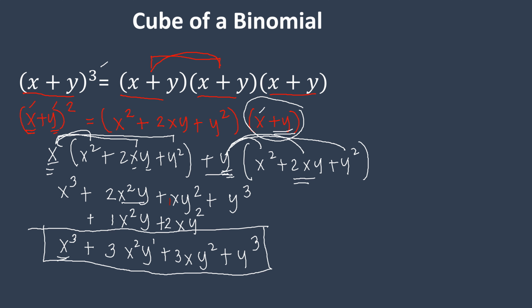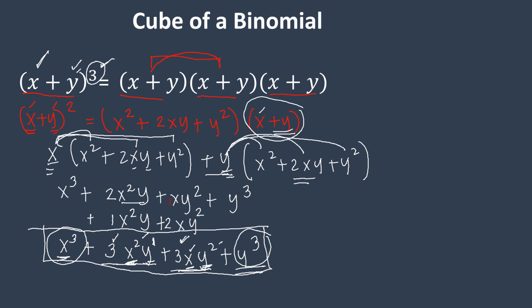Again, the third term has still a 3 as a multiplier to the product of the x and the square of the y. Again, 3 times the first term, which is x, times the square of our second term. So therefore, if that's the case, we are going to find out how to get the product of a cube of a binomial.